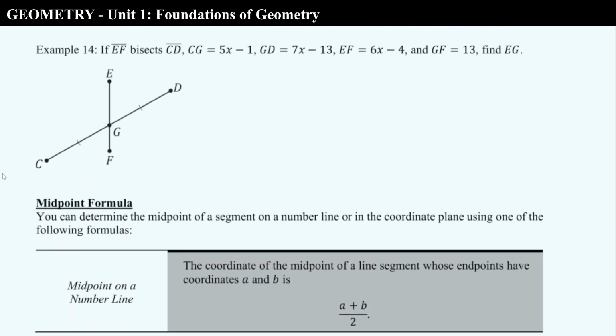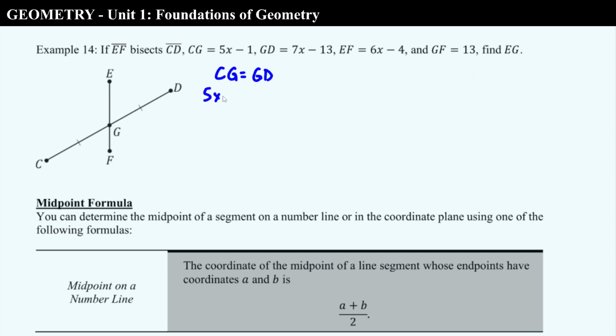All right, example 14. Segment EF bisects segment CD. Okay, so CG and GD are going to be congruent. So we know what CG is, we know what GD is, we know what EF is, which is this length for the whole thing here, and we know what GF is. We need to find what EG is. So let's start with what we know. We know we need to find x. And we can easily do that by using CG is equal to GD. Since these two segments are congruent, the lengths are equal to each other.